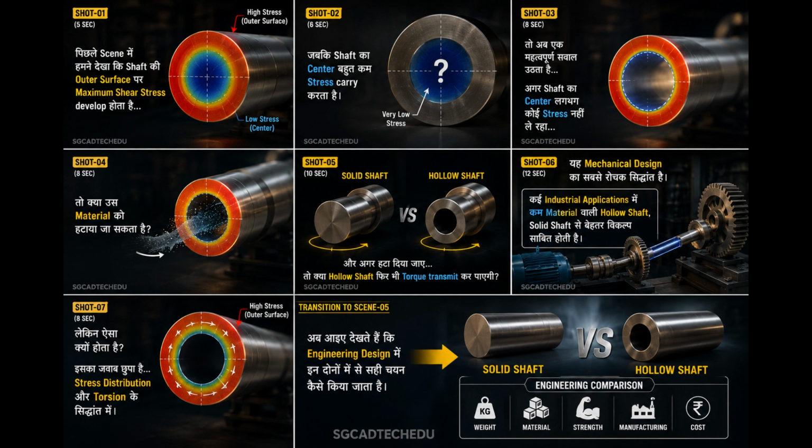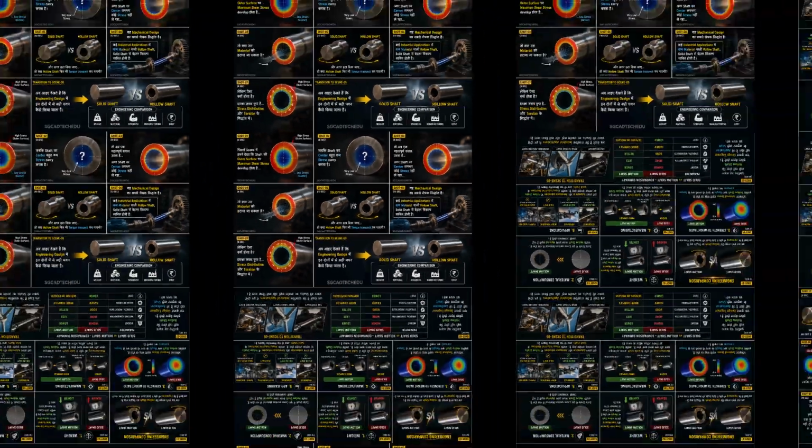Instead of using material where it contributes very little, engineers retain material where it is most effective, in the outer region of the shaft. As a result, the shaft becomes significantly lighter while maintaining excellent torsional performance. This principle of material optimization is one of the reasons why hollow shafts are widely used in modern power transmission systems. But does that mean a hollow shaft is always the better choice? Not necessarily. The correct selection always depends on the specific engineering application. Let's compare solid and hollow shafts to understand when each design is the better choice.